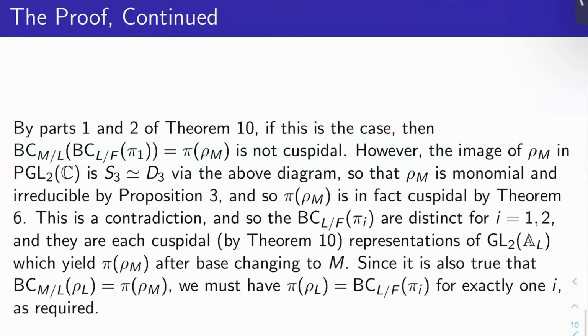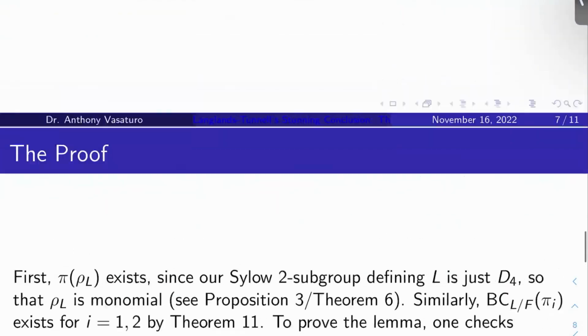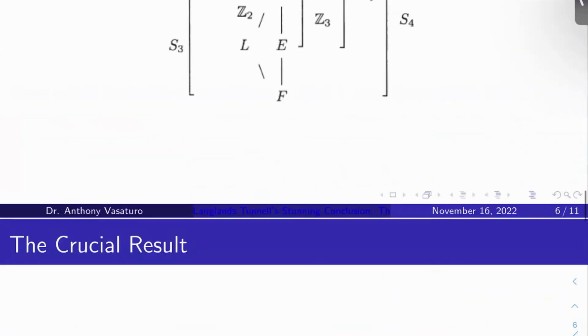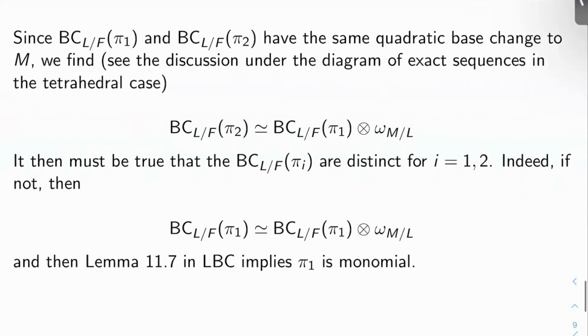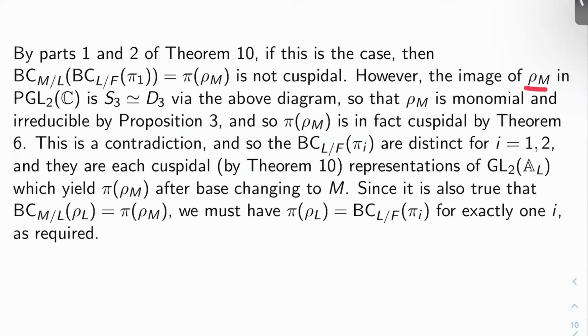By parts 1 and 2 of theorem 10, if this is the case, then pi of rho sub M, being this kind of double base change, this transitive base change, is not cuspidal. Okay, well, here's the thing. The image of rho sub M, the restriction of rho to the Weil group W sub M, in PGL2 of C is just S3 by the above diagram that I drew up here, right? Okay, so it's S3. So the image of rho sub M in PGL2 is S3, which is just D3.